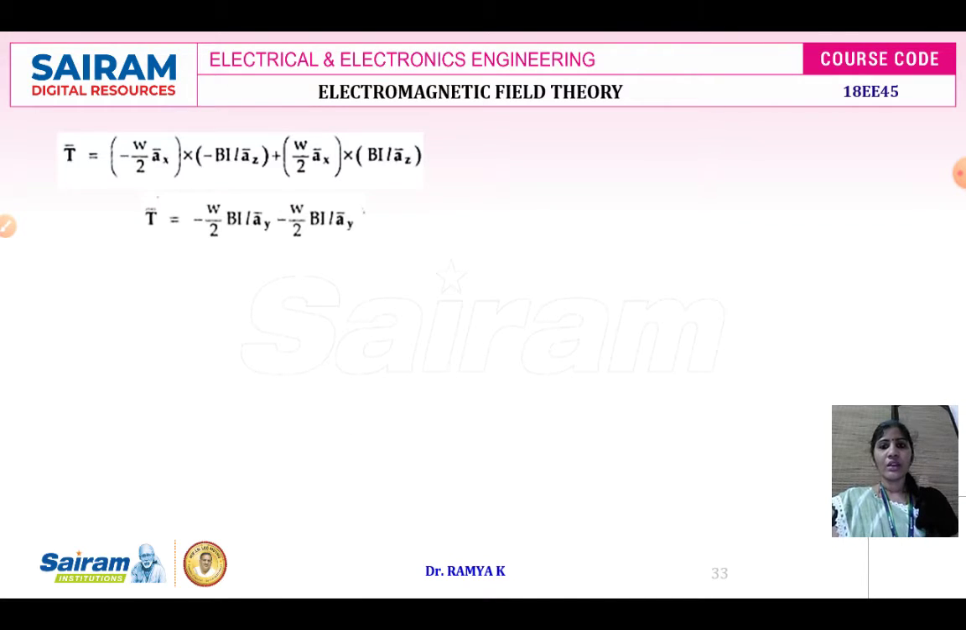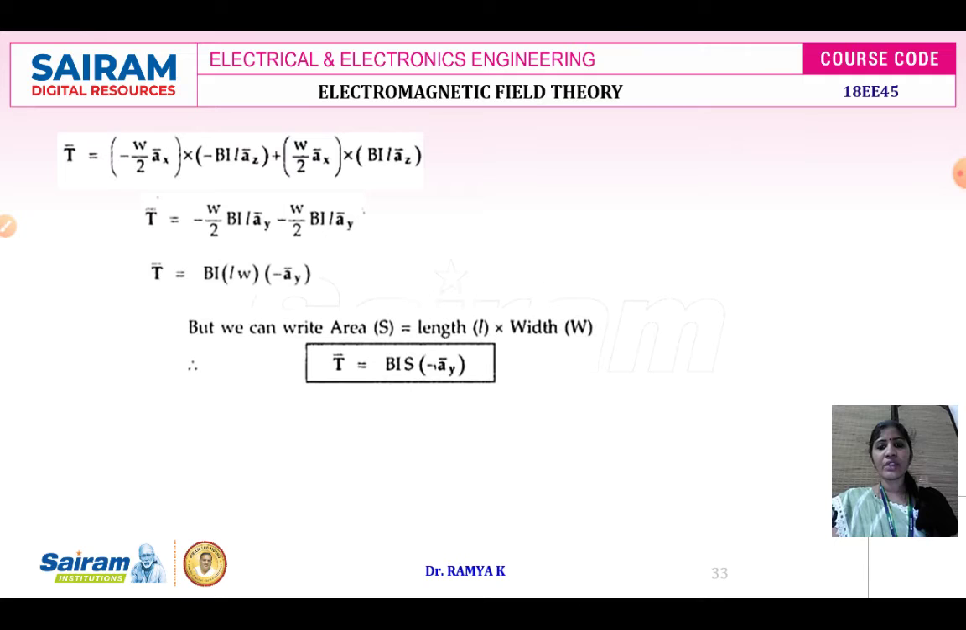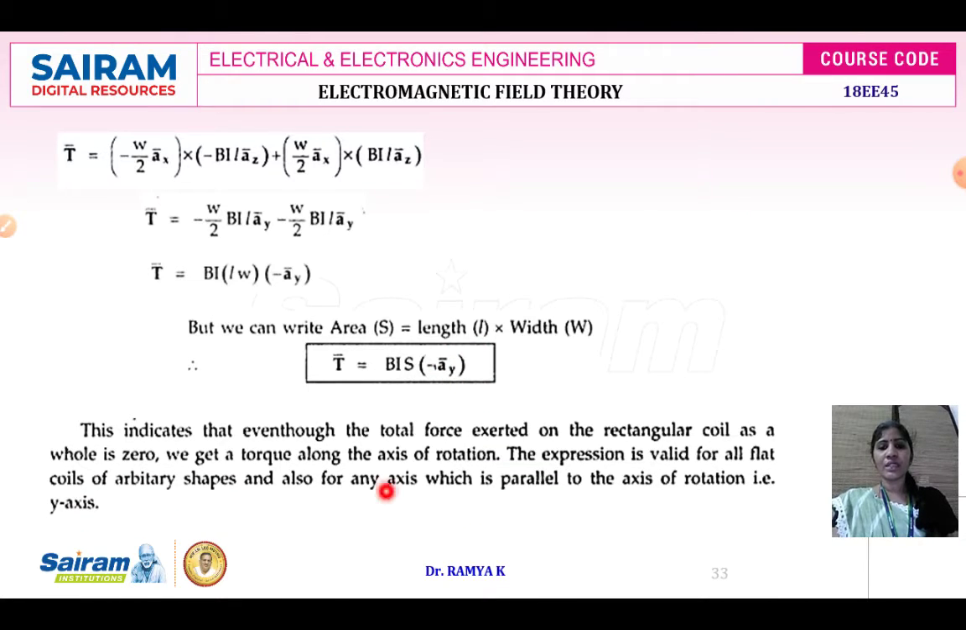Next, when you substitute and simplify, you will get the moment of torque equal to BIS. S is your surface area, which is equal to L into W. And the direction of your torque is along your AY direction. This indicates the total force exerted on the rectangular coil as a whole is 0, but we will get a torque along the axis of rotation.